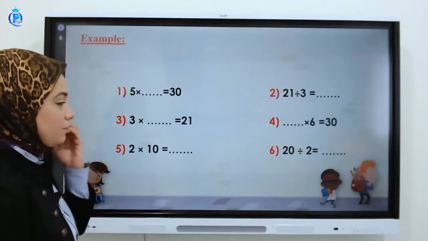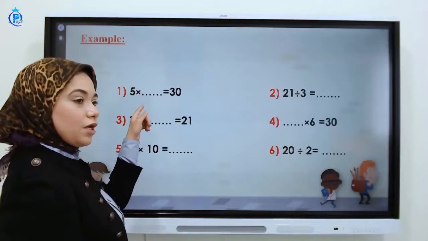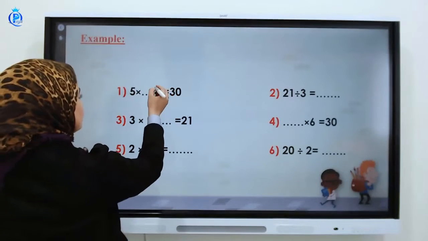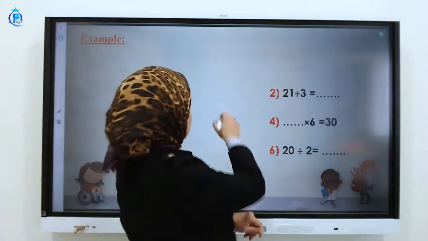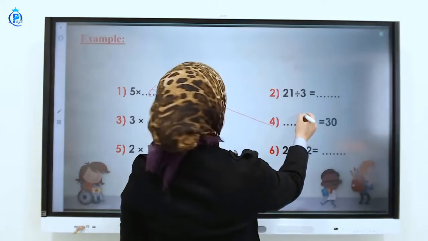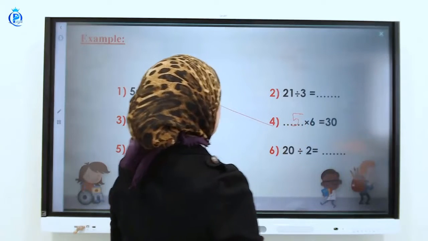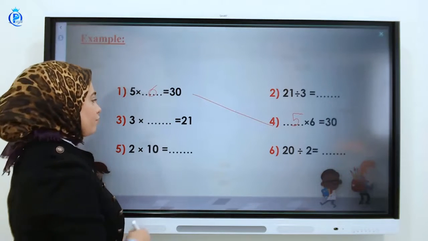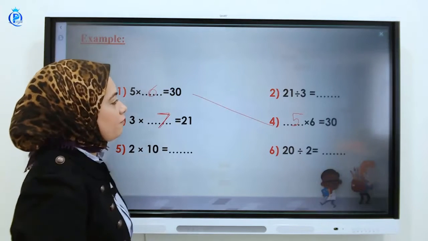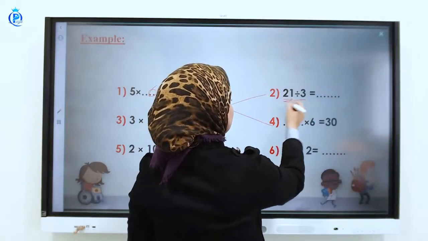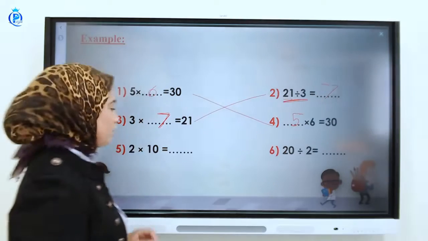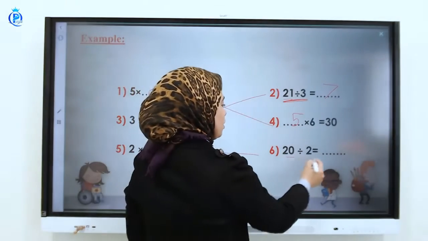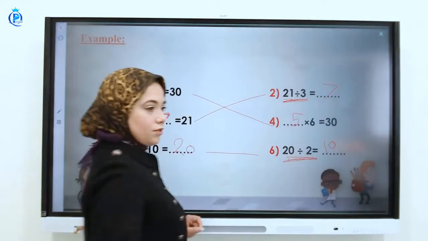Another example here. 5 times what is equal to 30? 5 times, can you tell me? 5 times 6. And on the other hand, 30 divided by 5 equal to 6. Here, 3 times what is equal to 21? Can you tell me? 3 times 7, excellent. On the other hand, 21 divided by 3 is equal to 7. Here, 2 times 10 equal 20. On the other hand, 20 divided by 2 is equal to 10. Right or wrong?